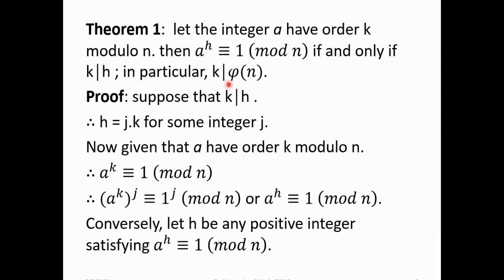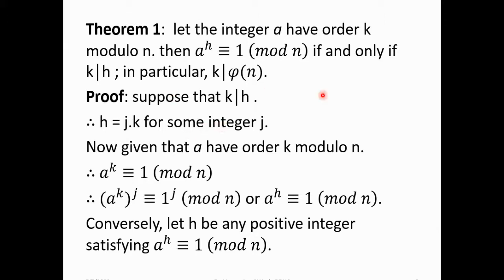Now let us see this theorem. Let the integer a have order k mod n, then a to the power h is congruent to 1 mod n if and only if k divides h. In particular, k divides phi n. So here, given that a has order k mod n, this is h, and a has order k. We have to prove that a to the power h will give you 1 under modulo n if and only if k divides h. So let's prove this result.